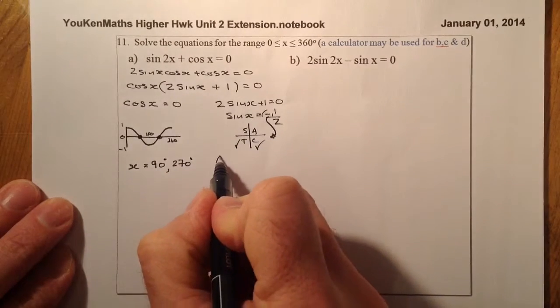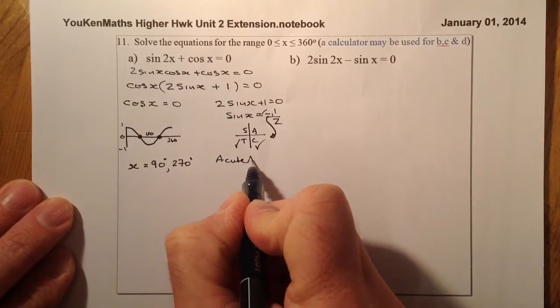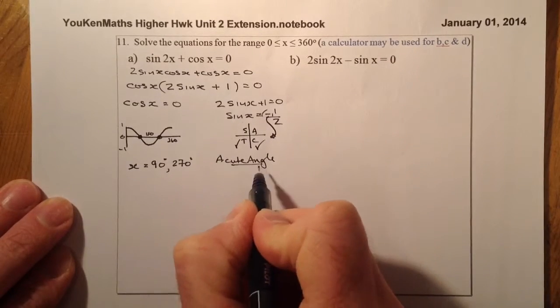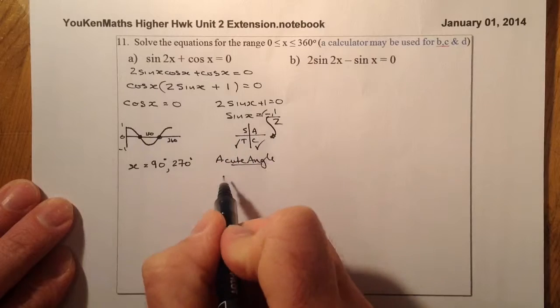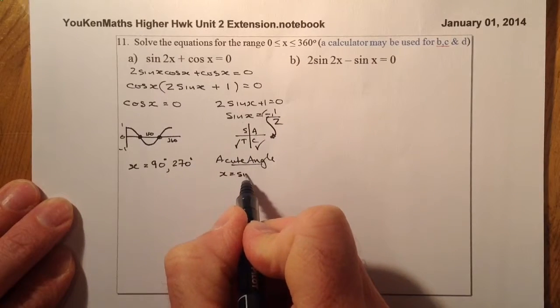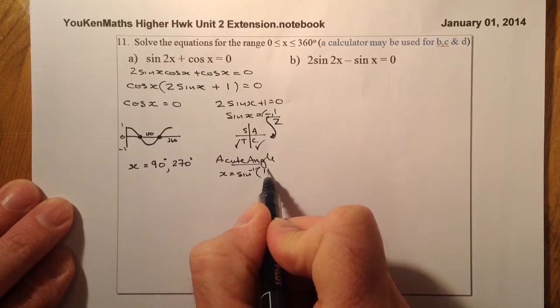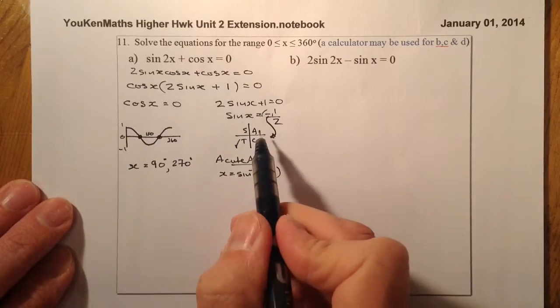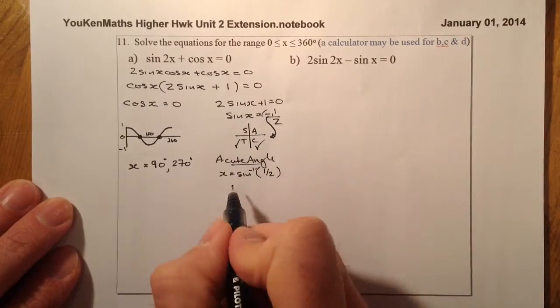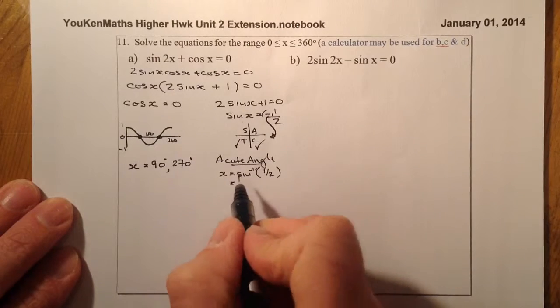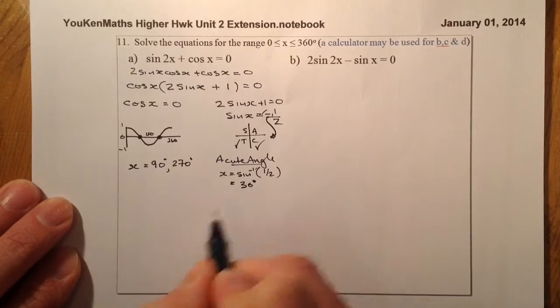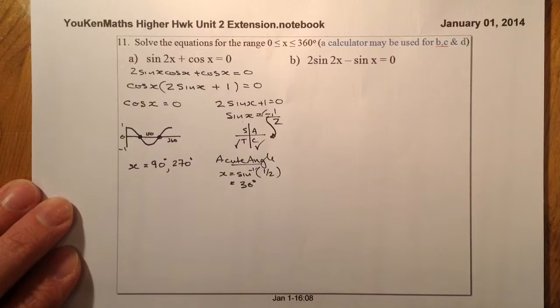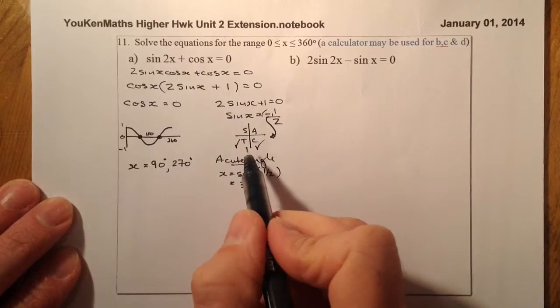I'm always going to work out the acute angle for this type of thing. So the acute angle is the first thing that I'll work out. And what we'll do is we'll just go for x is equal to the inverse sine of a half. Okay, and I don't have the negative in there because I'm just trying to find out the angle that lies in that quadrant there. And from my table of exact values, I should be able to work out that that's going to be 30 degrees. That's not going to be a solution, but what I'll do is I'll use that to work out my others.